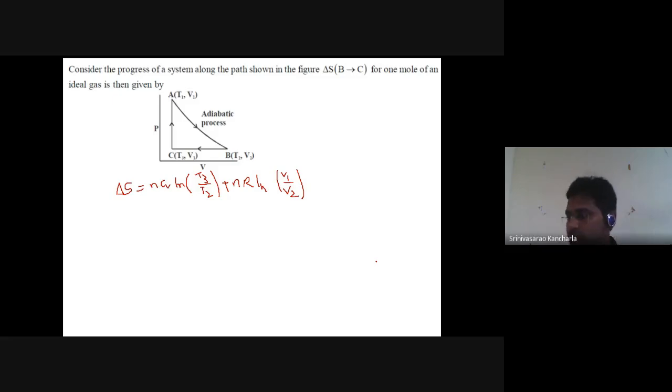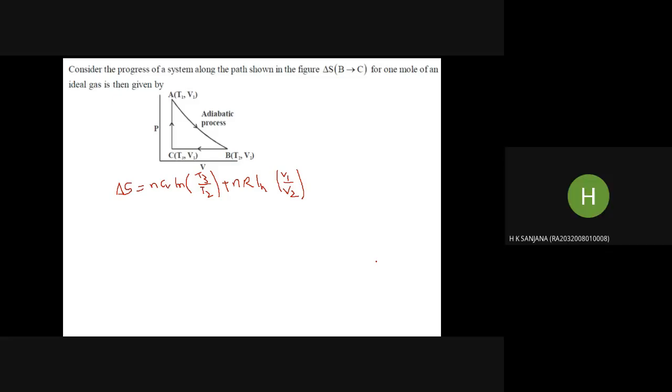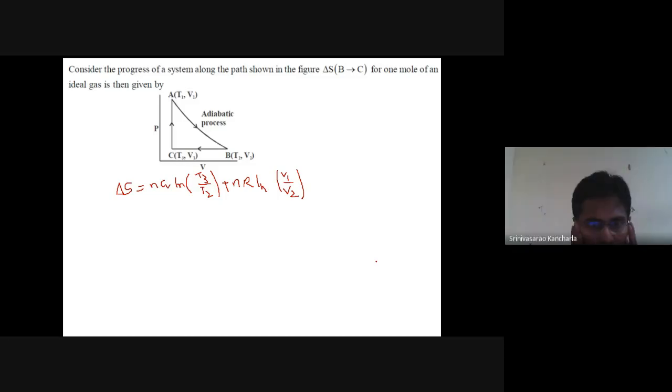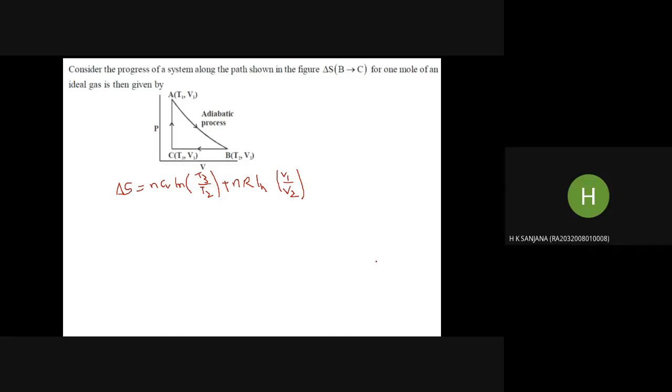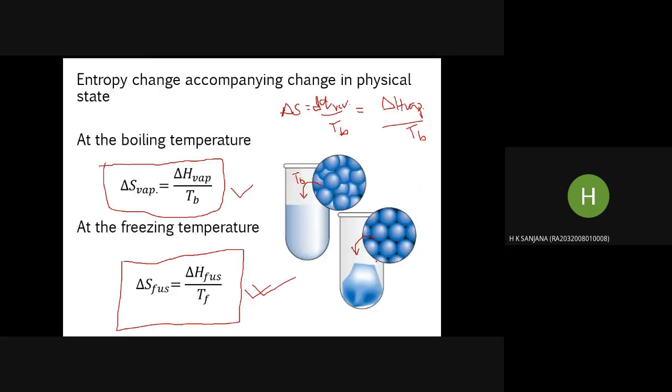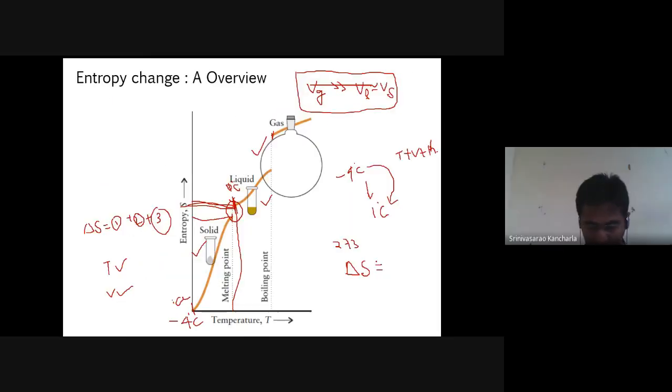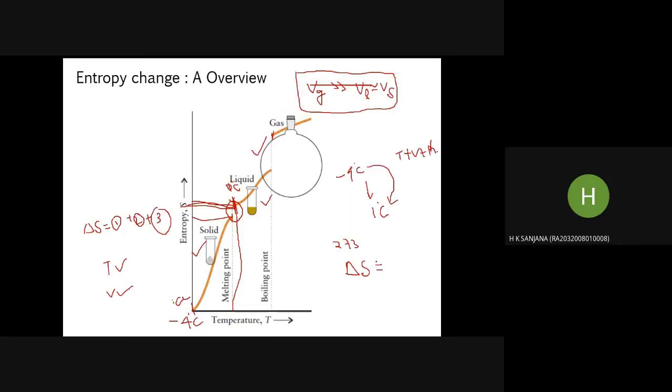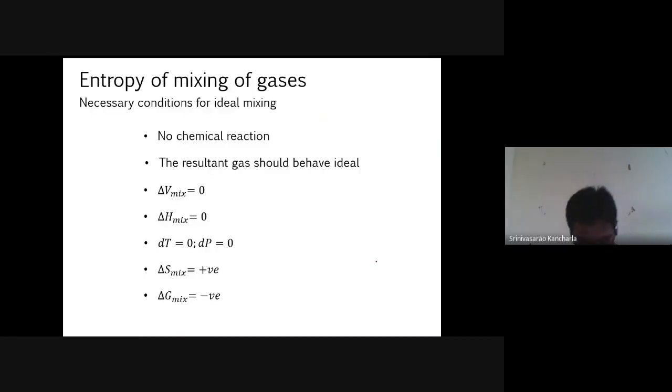From B to C, there is a change in volume and temperature. So that is why we are taking this as the summation, right? Yes. Okay, fine. Okay, sir. We can proceed. Is that okay up to here? Yes, sir.